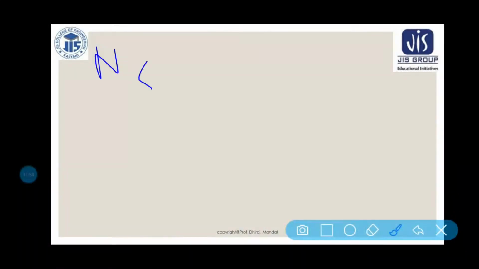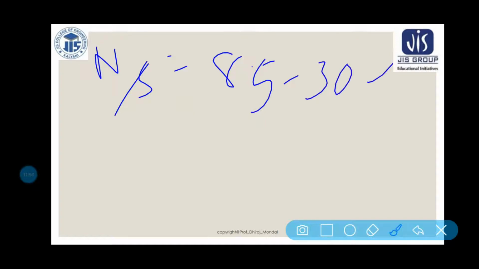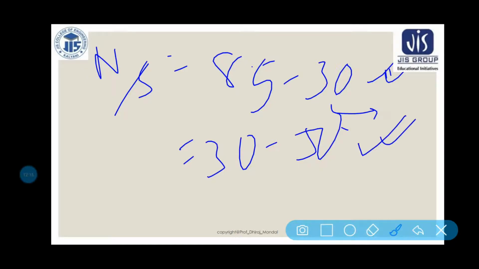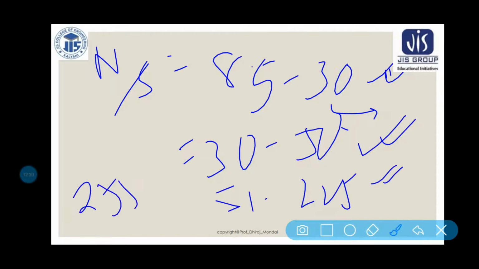Now remember, if the specific speed is from 8.5 to 30, then it is called Pelton wheel with single jet. If it is 30 to 50, then it is called Pelton wheel with 2 or more jet. If it is 51 to 225, then it is called Francis turbine. If it is 255 to 860, then it will be called Kaplan turbine or propeller turbine.